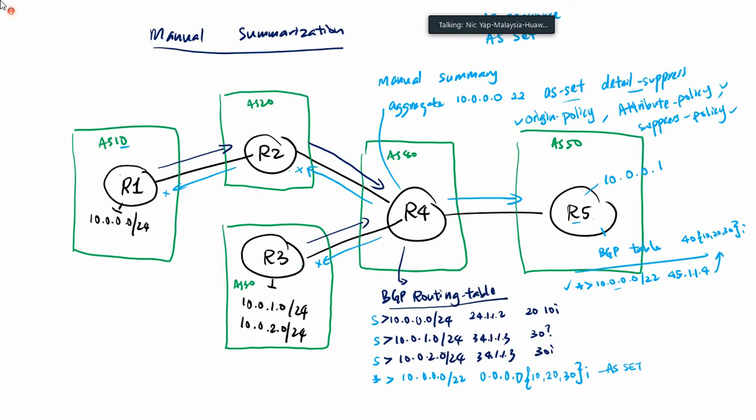It is more flexible for us to define the summary route using the manual summarization than the auto summarization. Auto is just straightforward, it is just doing classful addresses. Okay, that is the auto summarization. For manual, it gives you more flexibility. Up to this point, with my explanation, can you understand that?